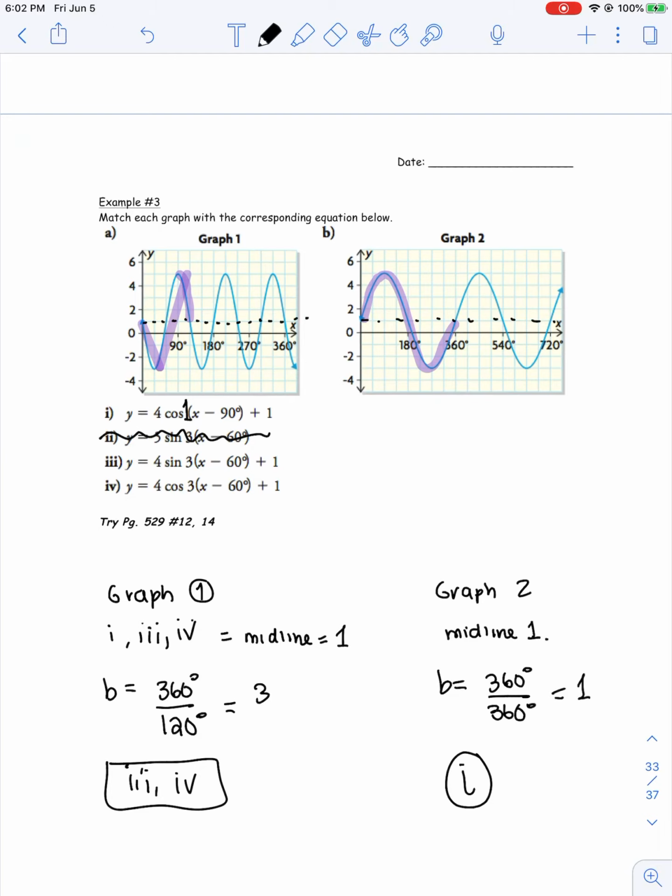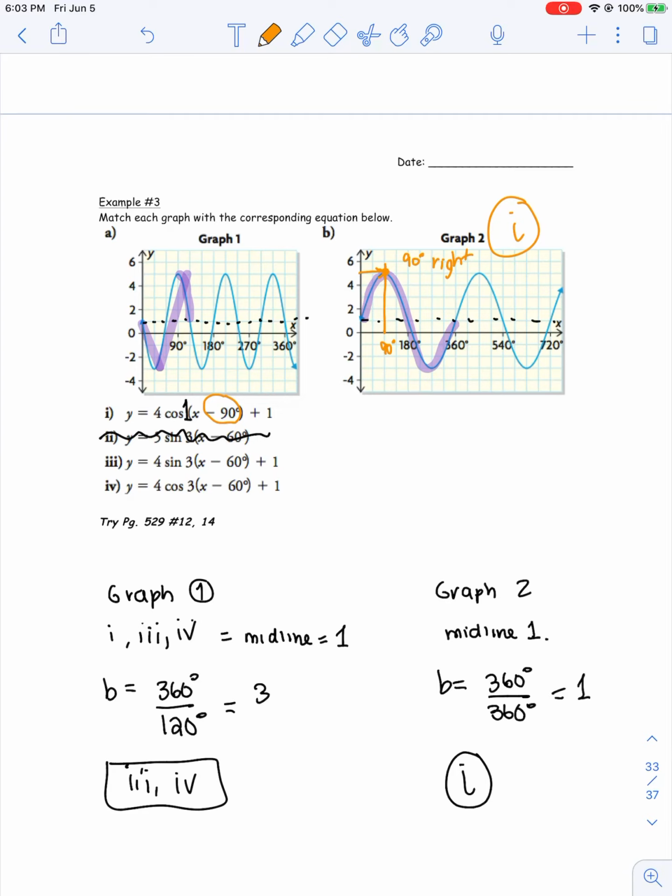Another reason why this is graph number 2 is that our maximum occurs, if you look at it, at 90 degrees. Normally the maximum for cos should always be on the y-axis. So that means it moved 90 degrees to the right, which is why we have negative 90. So whenever we're going to the right, it's negative. And how many degrees did we move to the right? That maximum should have been on the y-axis, so it moved 90 degrees to get to its position right now. So this one is graph number 2.